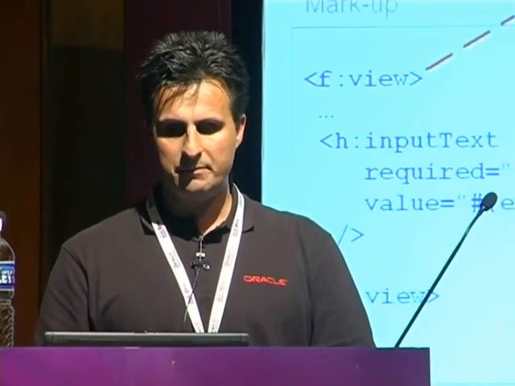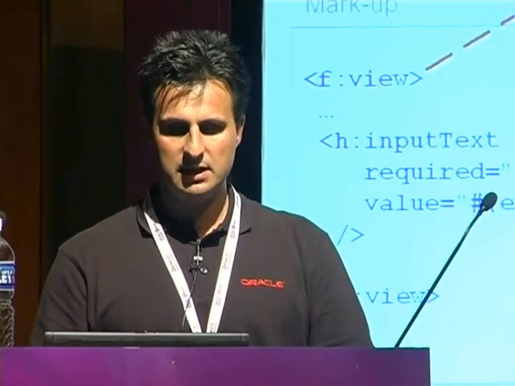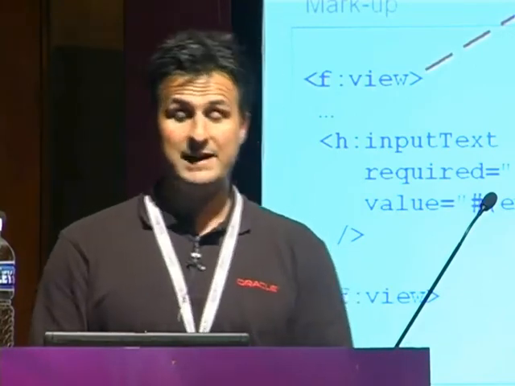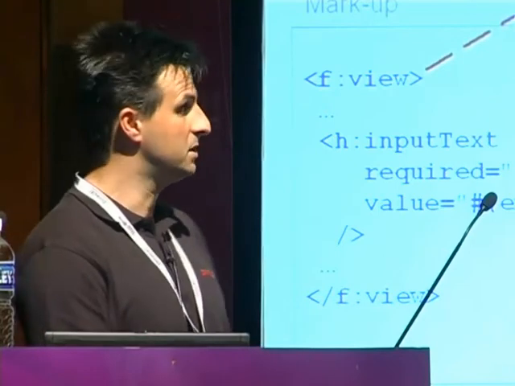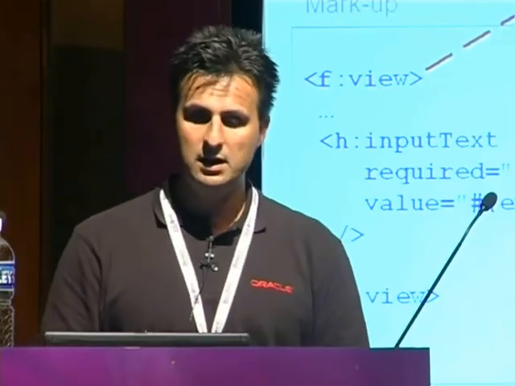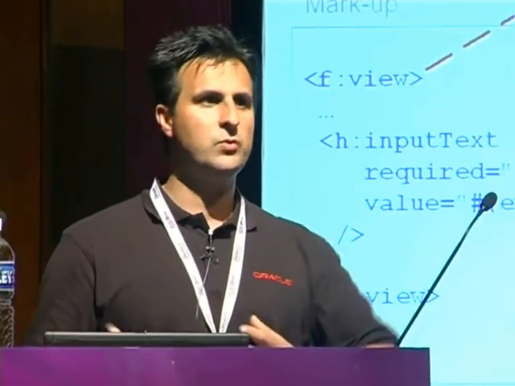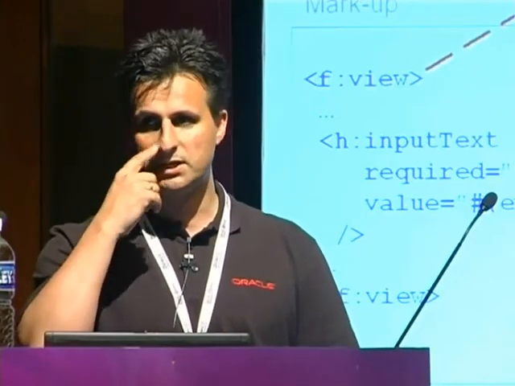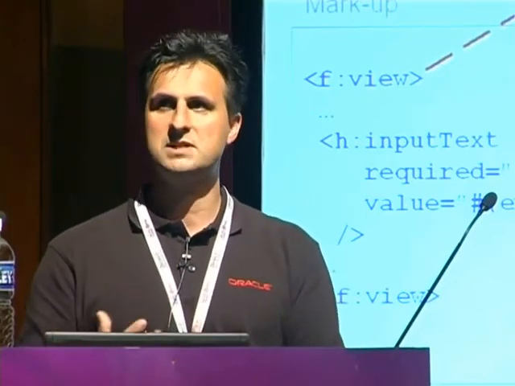So one example of a JSF page is, as you see here, it in fact starts with markup, though it's not markup, but it needs to have a markup page to live in. And then it builds up a component tree on the server side, so it's an object tree. Every UI component is represented by an object.